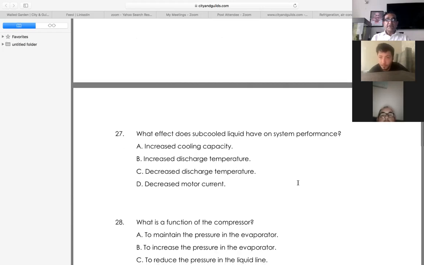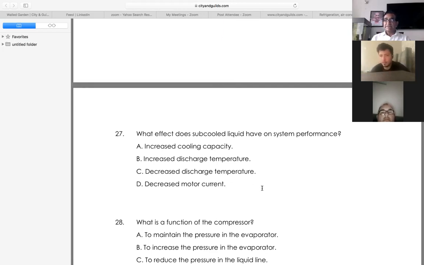Right. This one here then, number 27. What effect does subcooled liquid have on system performance? Increased cooling capacity, increased discharge temperature, decreased discharge temperature, or decreased motor current?